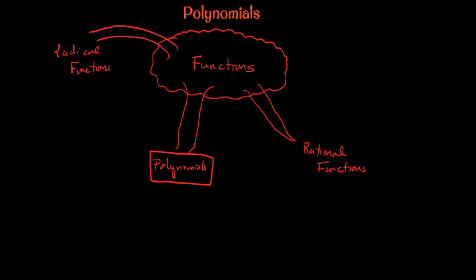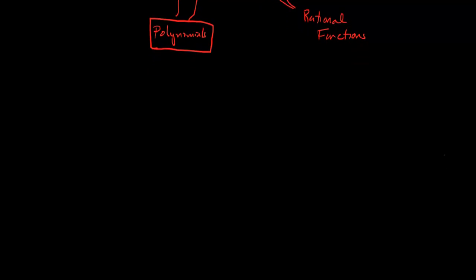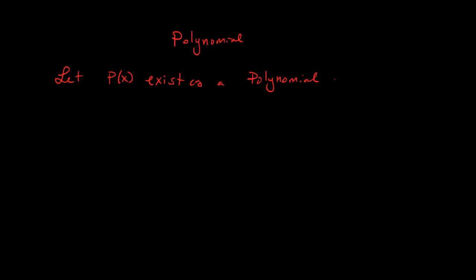So let's go ahead and do a definition of the term polynomial. We'll go a little more math oriented here. So we're going to let p of x exist as a polynomial, and here's where it gets a little mathy, but don't worry, we'll go over it together, such that p of x equals a sub n.